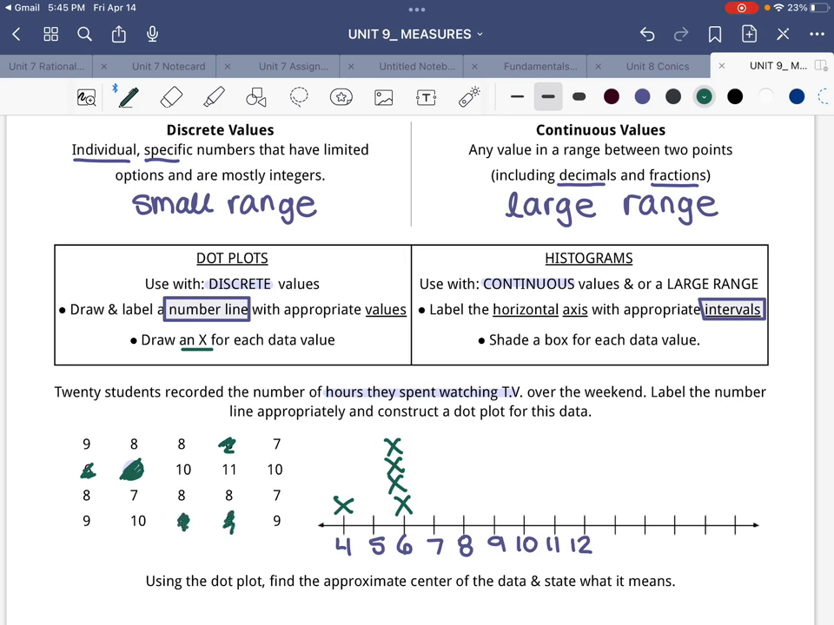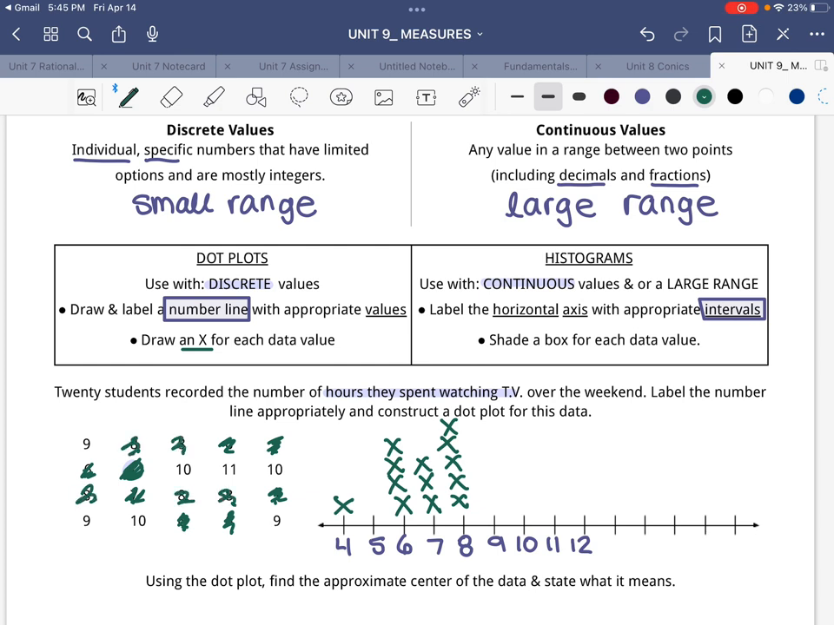Then I'm going to do 7s. I see 1, 2, 3 7s. So it gets 3 X's. Notice how I'm trying to keep them the same size, so I can tell that 6 has more X's than 7 does. It doesn't need to be perfect, just try your best. Then watch out, because there are 1, 2, 3, 4, 5 8s. So I need 1, 2, 3, 4, 5 X's.